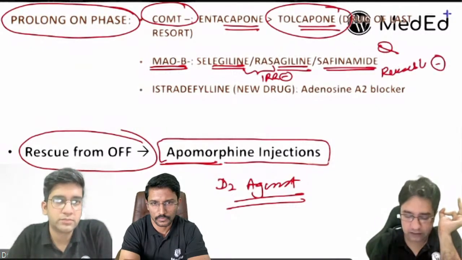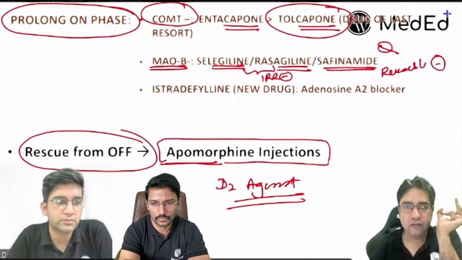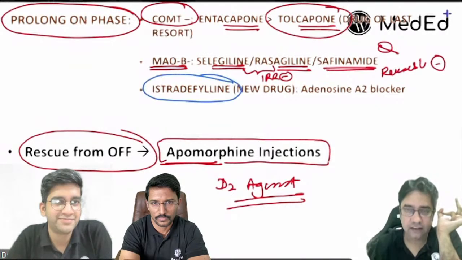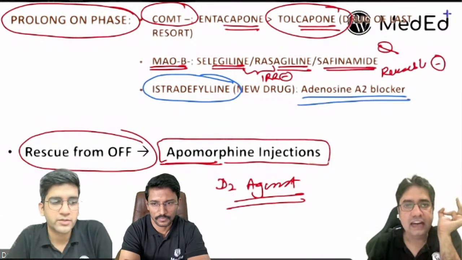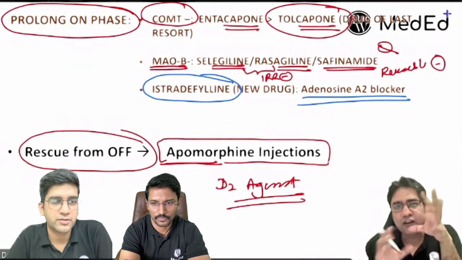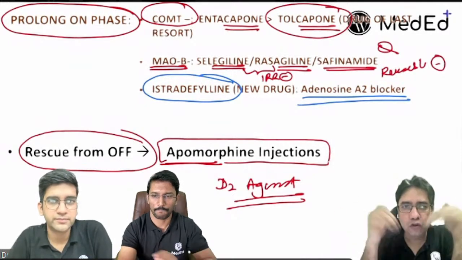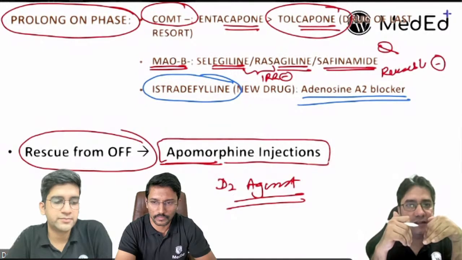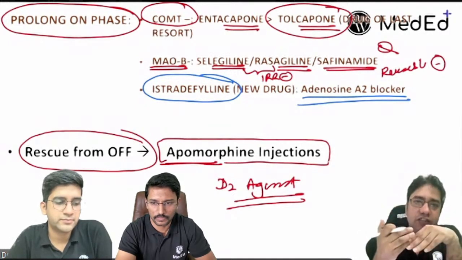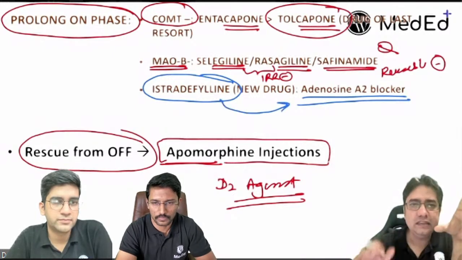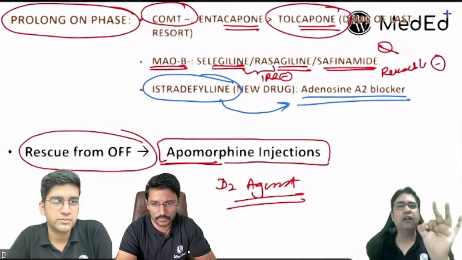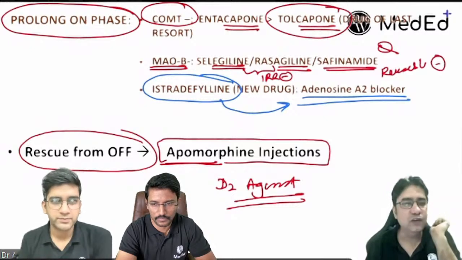But a few years back, from tea and coffee, we obtained one drug. The drug name is istradefylline, similar to theophylline, which is found in tea and coffee. And it is an adenosine blocker. And adenosine acts as a co-transmitter with dopamine. Both adenosine and dopamine are released together, and adenosine promotes the action of dopamine in some way. We don't have to go into that detail. Just remember it's an adenosine blocker. A new drug to prolong on phase is istradefylline.